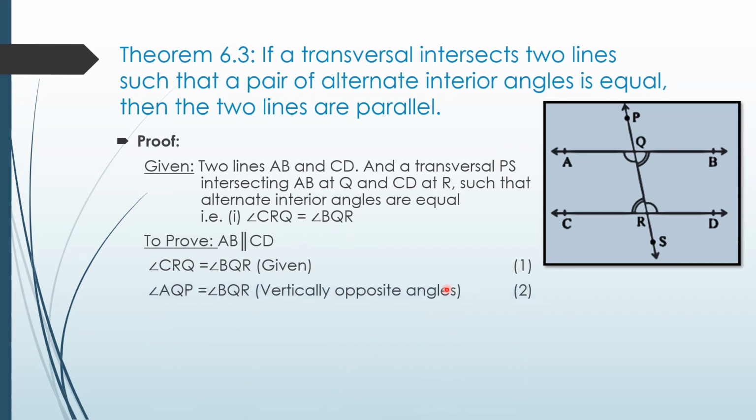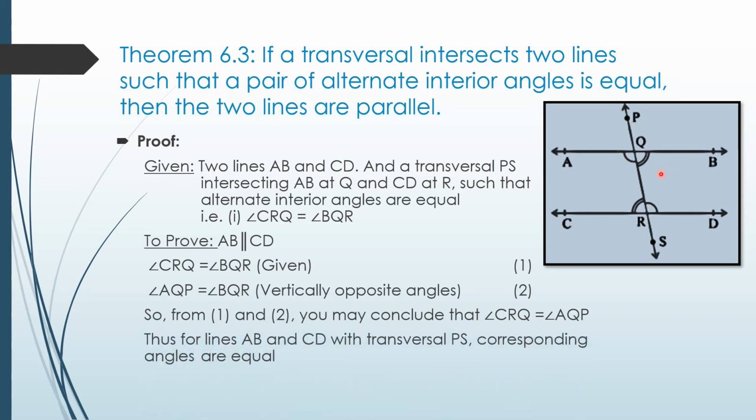Next we take AQP is equal to BQR. Now it is vertically opposite angles. So from 1 and 2 we can say that CRQ will be equal to AQP. Yes, CRQ will be equal to AQP because they are corresponding angles, and corresponding angles are equal. That means that the lines are parallel. Thus, for lines AB and CD with transversal PS, corresponding angles are equal. Hence, AB is parallel to CD.